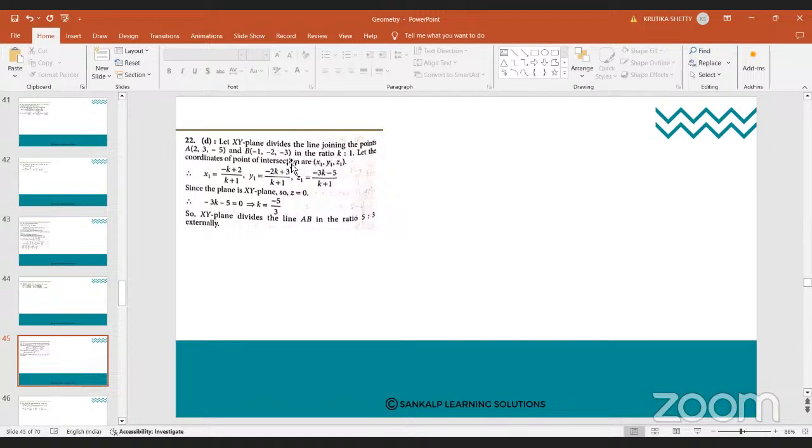And similarly, on simplifying, we get -3 into 1 and -5 into what? -3 into k and -5 into 1. Okay, so it will be -5. So this is the equation.